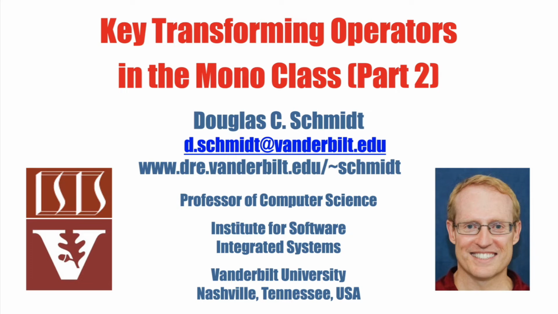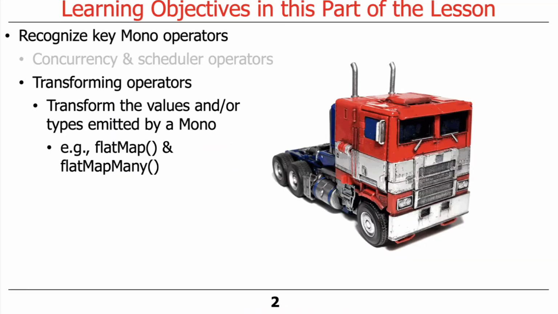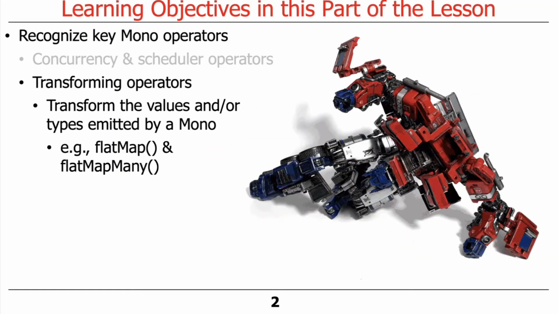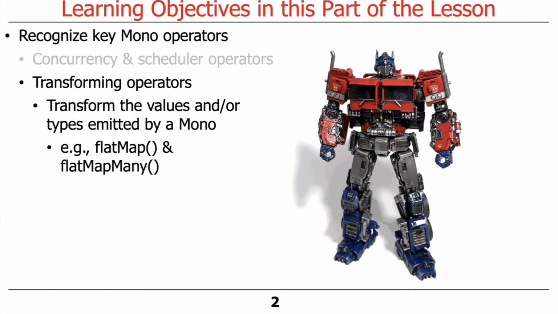Let's now turn our attention to another key transforming operator, actually several transforming operators that are defined in the mono class. And these are very cool. If you recall before, we talked about map in the context of mono, which is very straightforward. And now we're going to talk about flatMap and flatMapMany, which are really interesting.